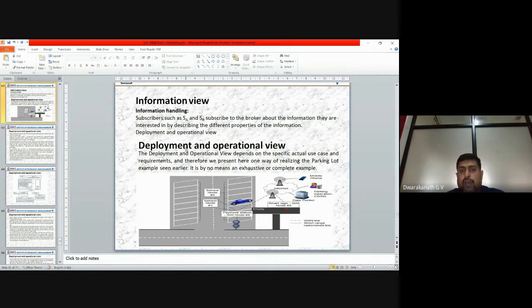Next one is the deployment and operational view. This is the last topic of this particular unit. The deployment and operational view. Now everything is ready with us. Functional view is ready. IoT reference model we have studied. Information view is ready. Everything is there with us.